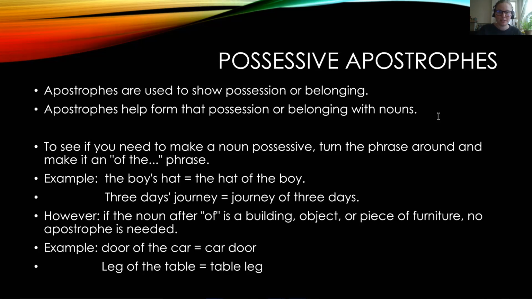And apostrophes. To see if you need to make a noun possessive, one way to do that is to turn the phrase around and make it an "of the" phrase. Usually you're trying to say something with a lot more words, and it comes out sounding a little fancier or a little more stiff and formal. For example, "the hat of the boy." We can infer and understand that this hat belongs to the boy, whoever this boy is. But the other way we can say that is "the boy's hat."